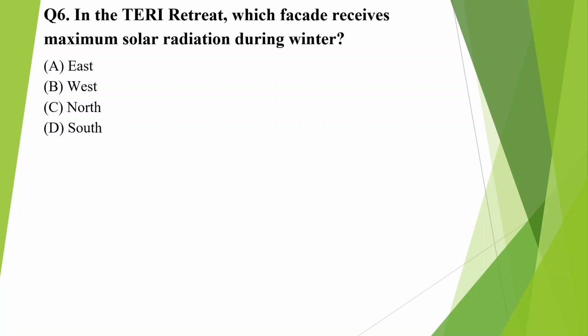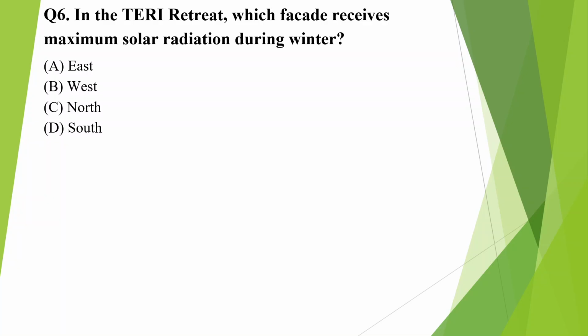It's good to see that all of you have given your point of view and participated in today's problem solving session, and all of you are giving correct answers to most of the questions. So south is the correct answer. The south facade is oriented to capture winter sun and ensure daylight availability in the work spaces of the Terry retreat building. That was told to you and you were able to recall.